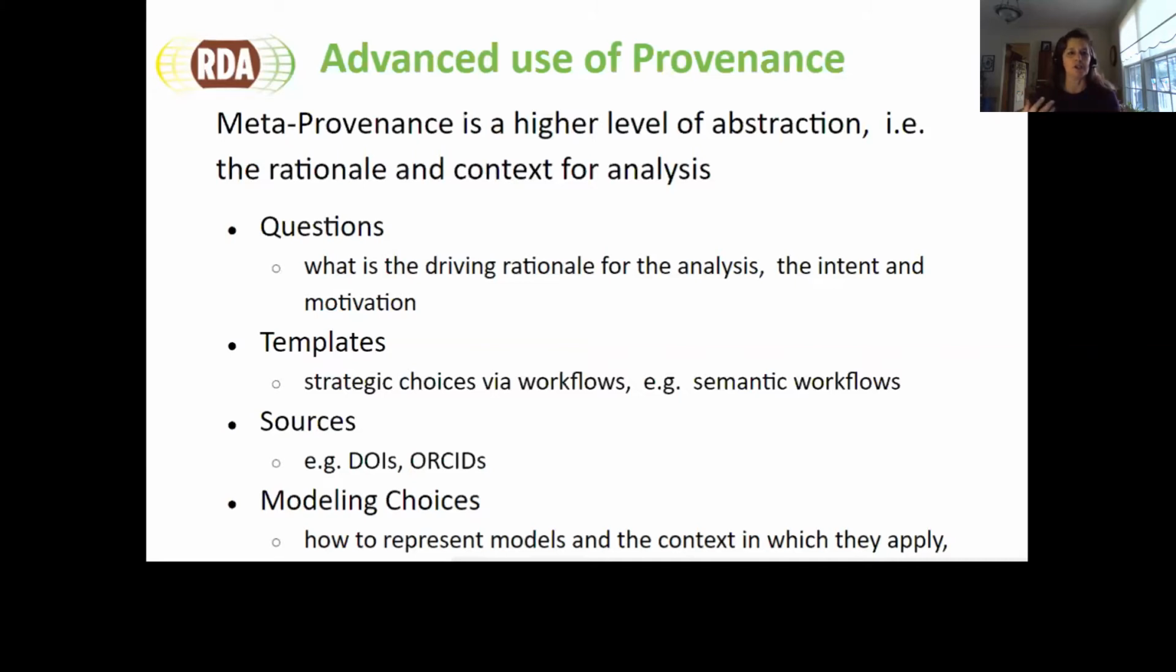And if you are using certain kinds of templates, what strategic choices did you make in choosing particular aspects of a workflow and creating templates, and also things like semantic workflows come into play. Provenance also often depends on external sources of information, like ORCIDs and DOIs, which are just one example of things that you need to factor into describing a provenance at this meta-provenance level. And if you're implementing really complex modeling, especially in engineering, you may want to understand how to represent those models.